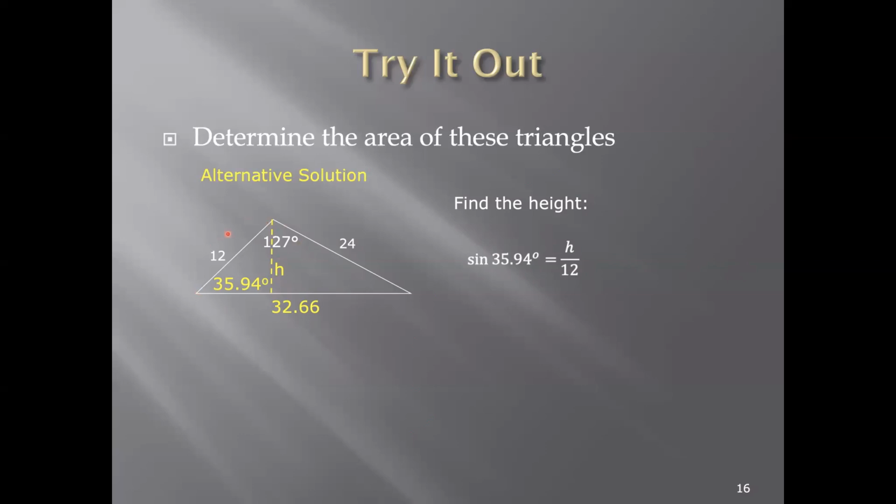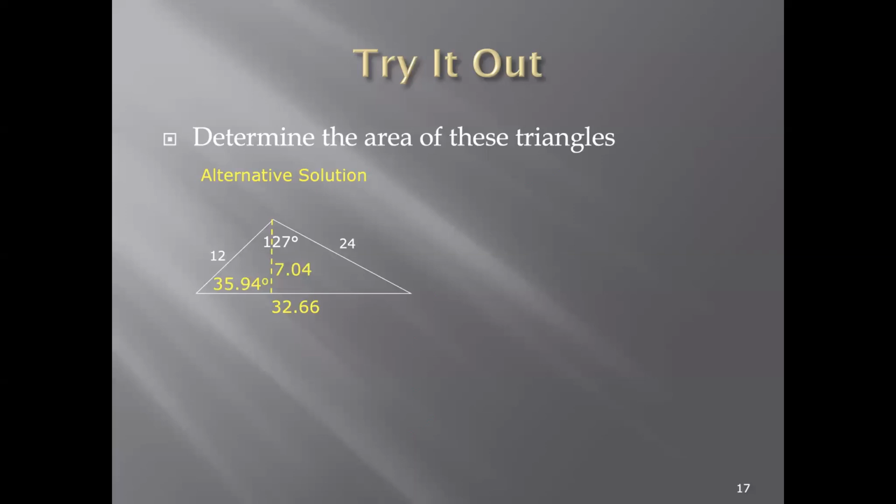So this is our right triangle. Simplifying the equation, we have height is equal to 12 sine 35.94 degrees. Therefore, the height is approximately 7.04. Now let us put that value on height.